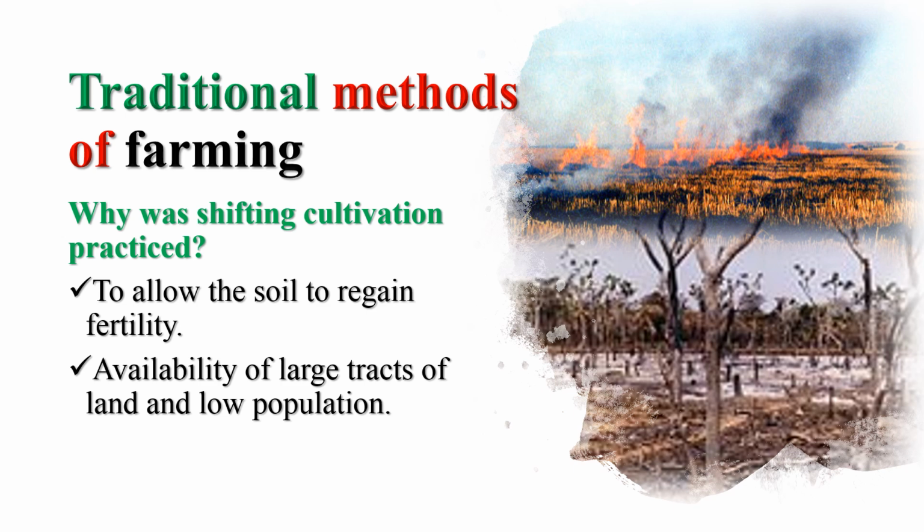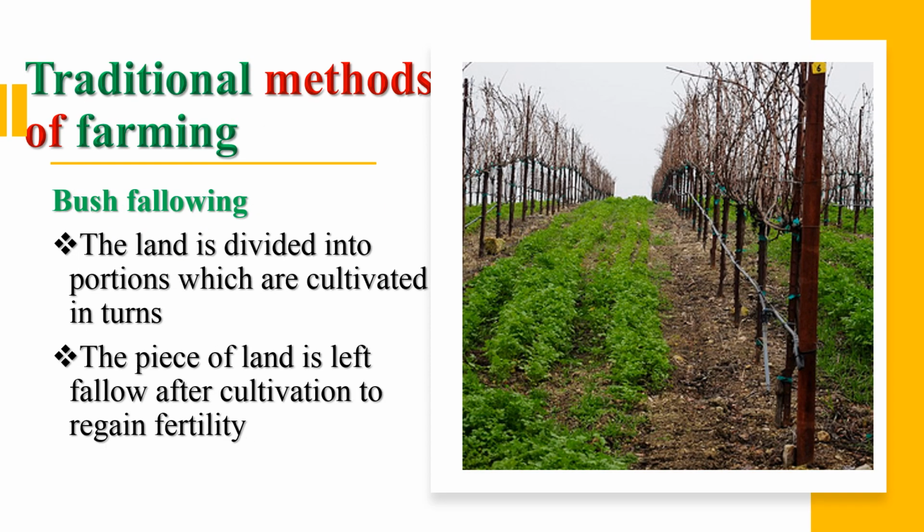So why were our great-grandfathers using this particular method of farming? They were using it to allow the soil to regain fertility, and because of the availability of large tracts of land and low population. Another traditional method of farming that was used by our great-grandfathers was bush fallowing. This is where the land is divided into portions which are cultivated in turns. The piece of land is left fallow after cultivation to regain fertility.